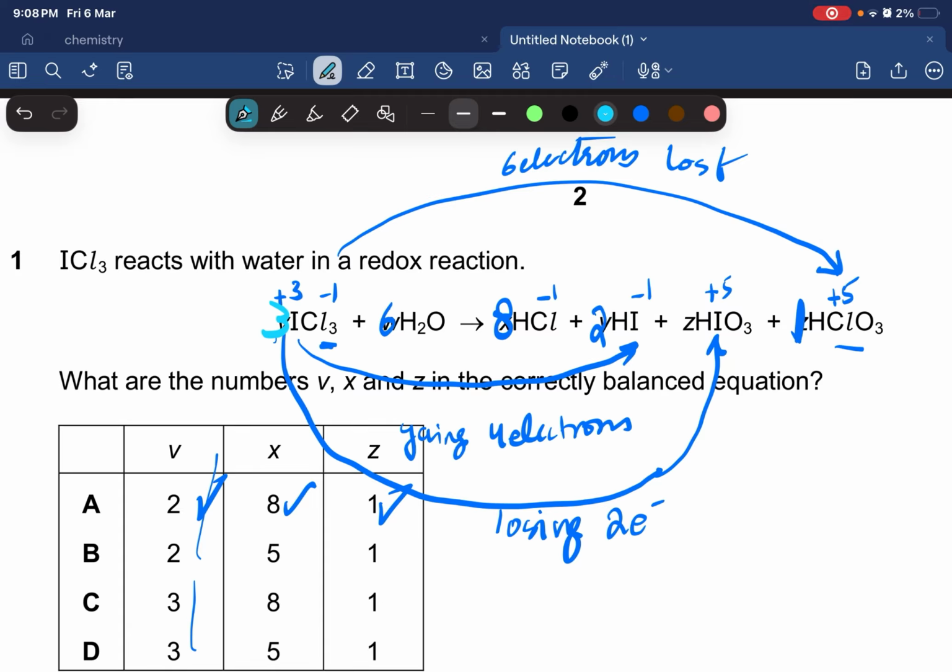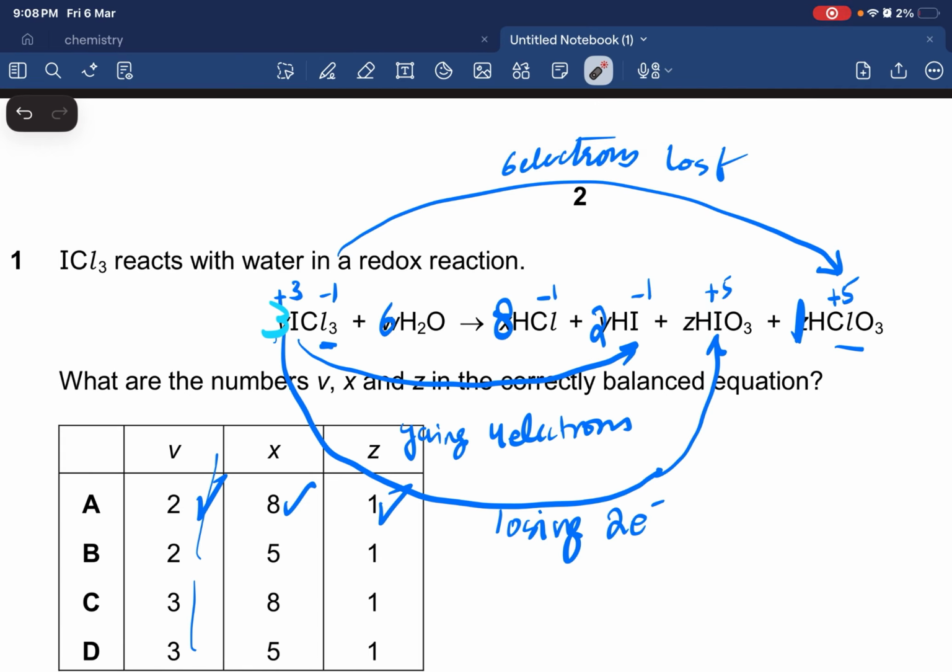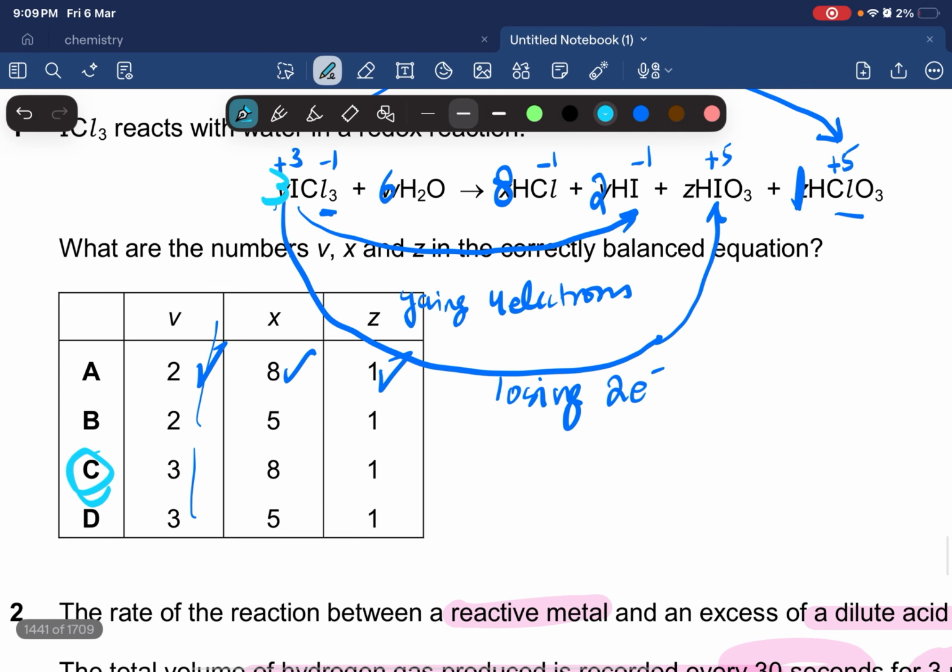And now the total electrons that are being lost and gained are still going to be the same. Why? Because 2 of my chlorines are doing nothing. Only 1 chlorine is doing. And 3 iodines, when it's going to add up the gain and loss, it's going to become equal. So that's why option number C, to balance out the chlorines. And that's all.